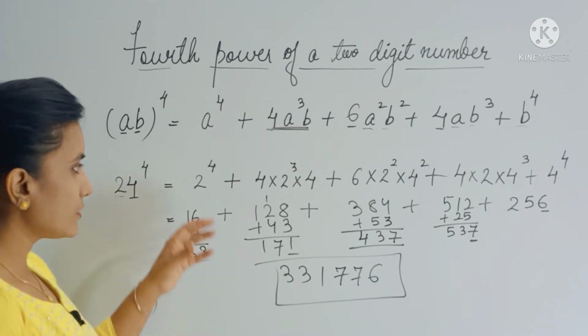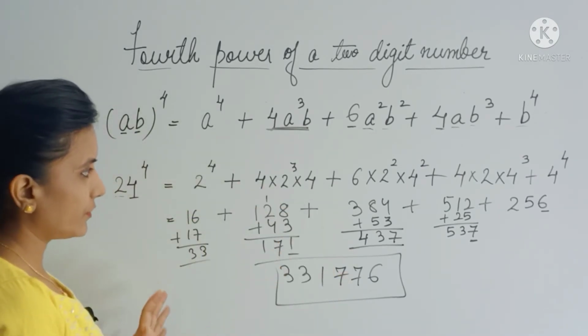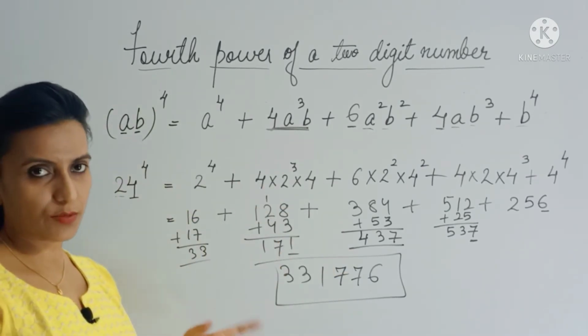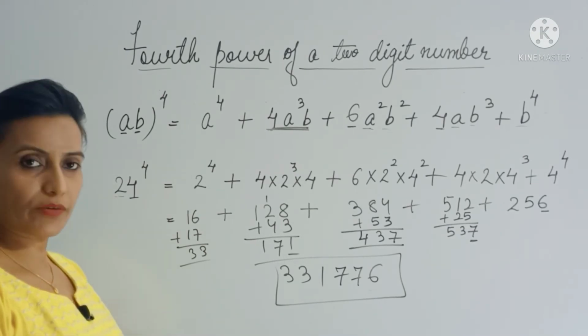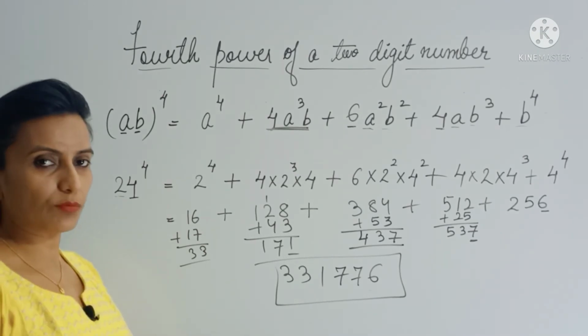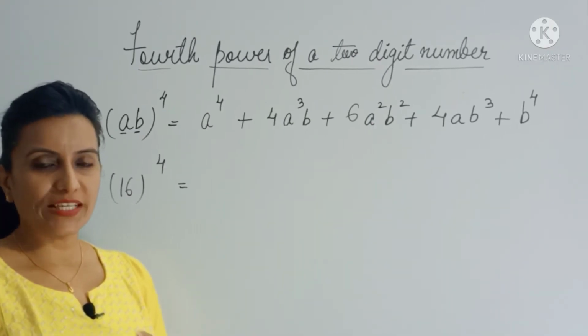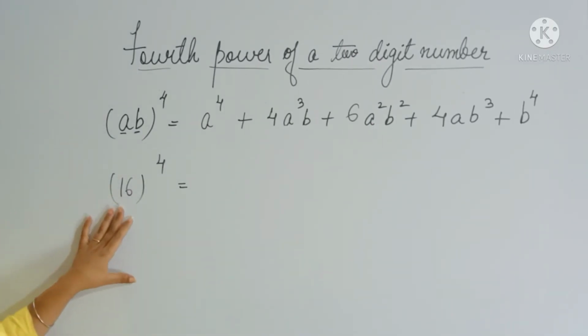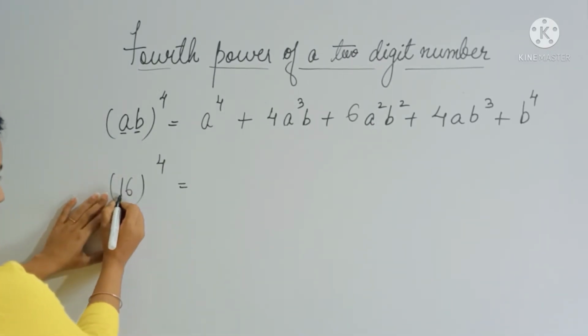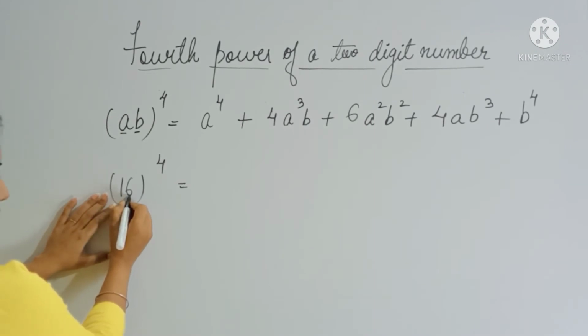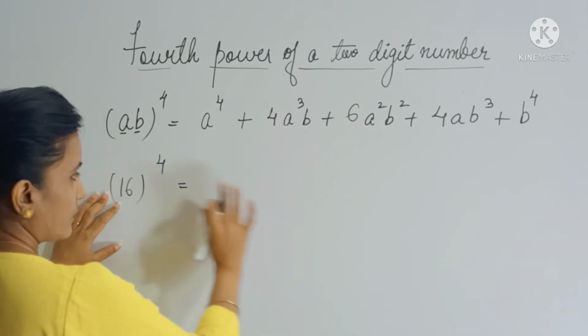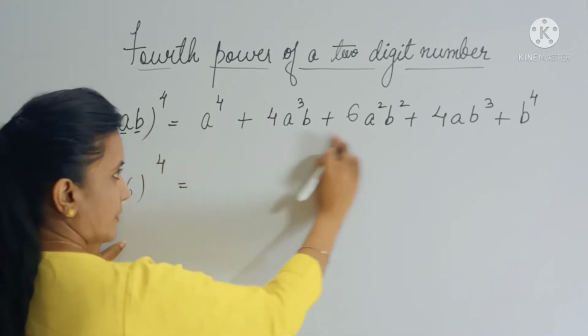You can see that here the calculation is not tough, so the chances of making an error are very less. Okay, so I hope you have understood this concept. Let's try just one more question. Let's find the fourth power of 16. So here your A will be 1 and B will be 6, right? So first we have to write down these digits in this pattern.